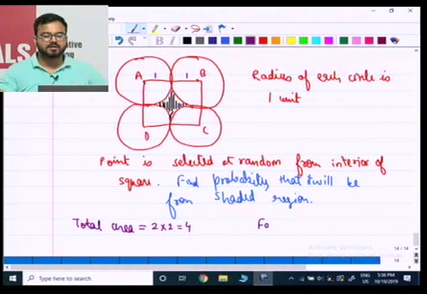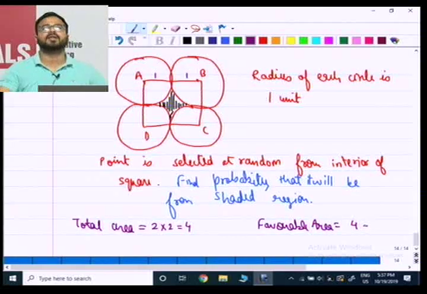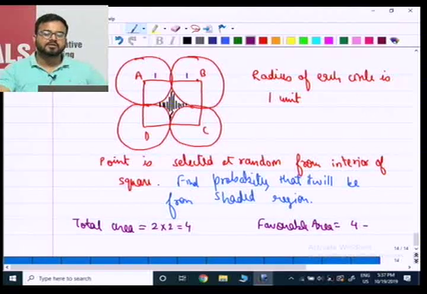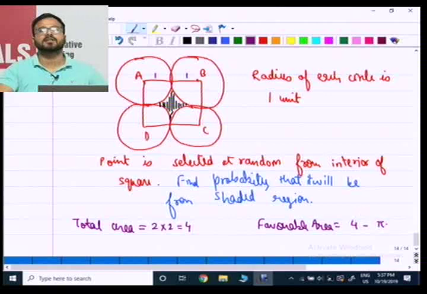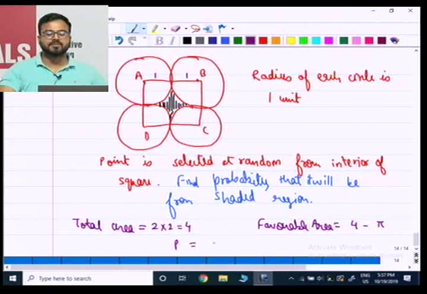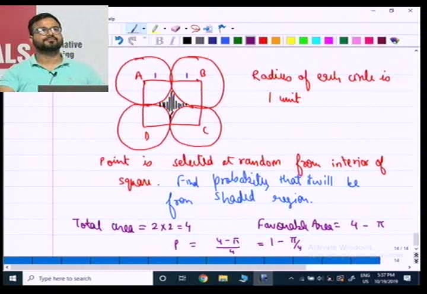So the favorable area is the total minus the area of the circle, which is made up of these 4 quadrants, with radius 1. So pi r square, the area of that circle is pi. So the favorable area is this one, the total area is this one. So the probability will be 4 minus pi over 4, which is 1 minus pi by 4. 4 minus pi over 4, that's right.